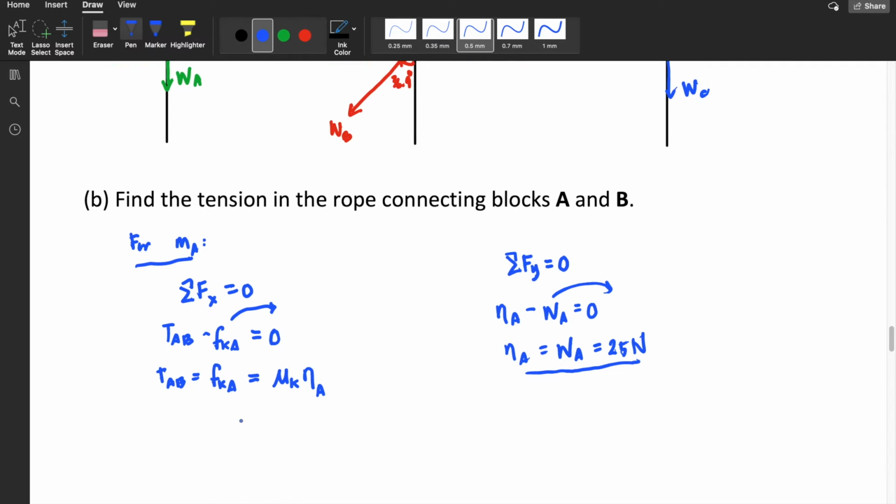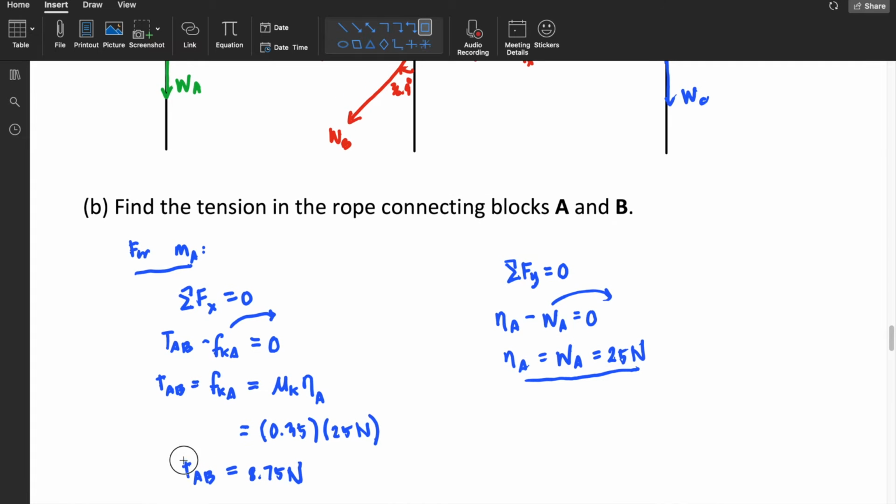So, substitute the given values. You'll have 0.35 times the normal force on mass A, 25 newtons. So the answer for the tension between blocks A and B is simply equal to 8.75 newtons.